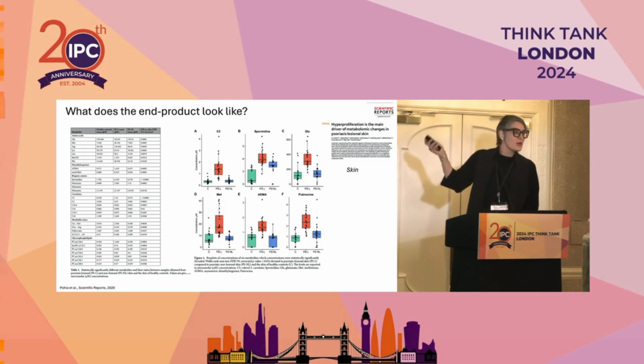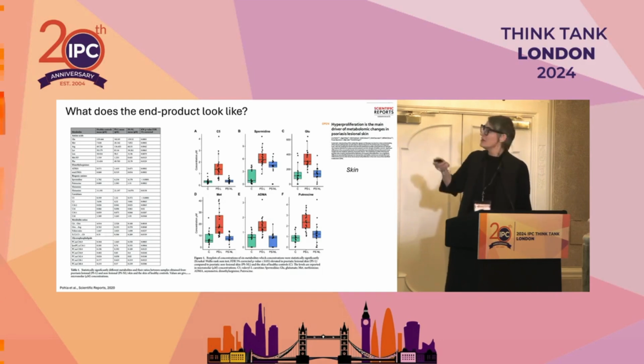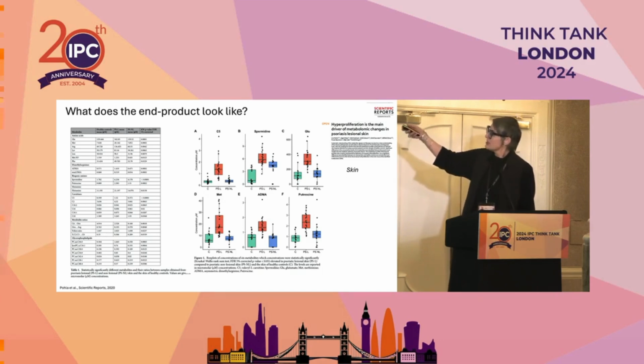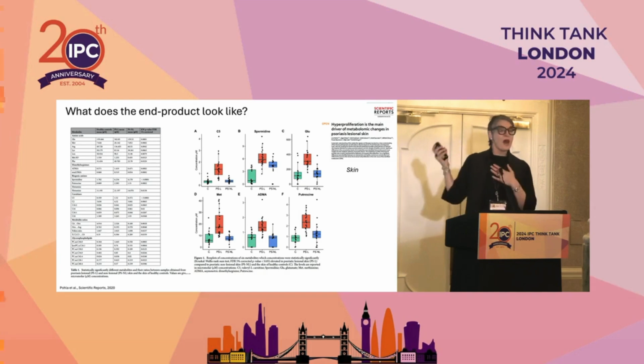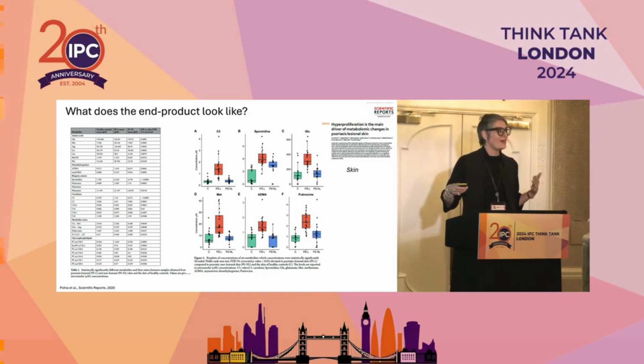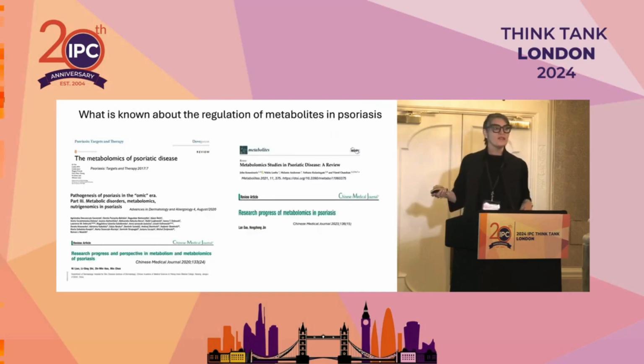And that's not complement, that's carnitine. So you've got increases in carnitine and spermidine and glutamate and methionine and putrescine and ADMA in lesional psoriasis skin compared to non-lesional psoriasis skin. And the authors of this paper said that these increases are reflective of cellular hyperproliferation, which we all know happens in psoriasis. So very, very descriptive, right? So what is known? What is known about the regulation?